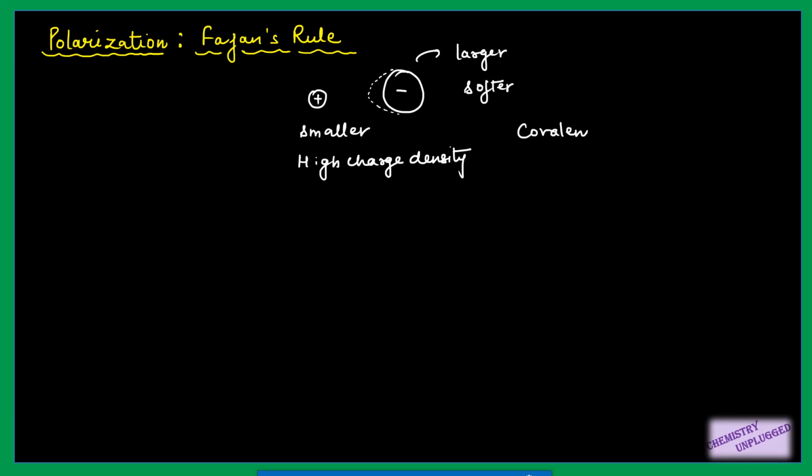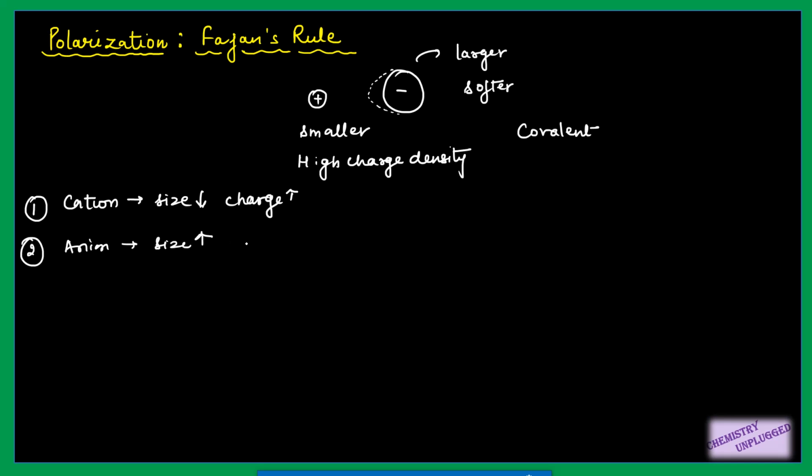It will not remain purely ionic, right? So first thing is that as the size of cation decreases, charge increases, covalent character increases. Second point is, as the size of anion increases, charge increases, polarization increases, and the covalent character increases. We all know about these 2 points.